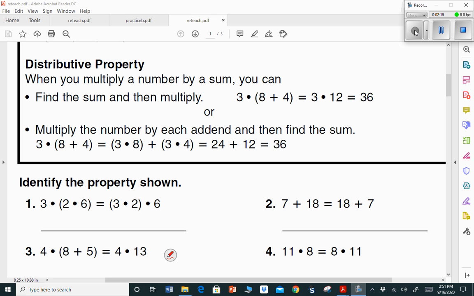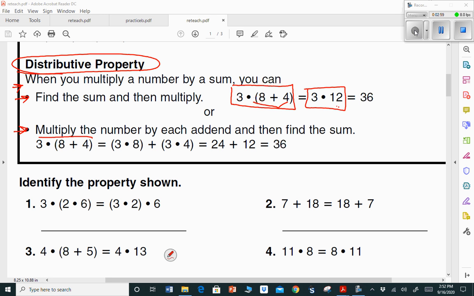The distributive property is definitely the trickiest one. It says when you multiply a number by a sum, you can find the sum and then multiply, or you can multiply the number by each addend and then find the sum. So you have choices, and this one's pretty confusing. So if you have this problem to do, 3 times the quantity 8 plus 4, here they're saying you can do the 8 plus 4 first and get the 12, and do 3 times 12 equals 36. That certainly seems pretty simple in this case.